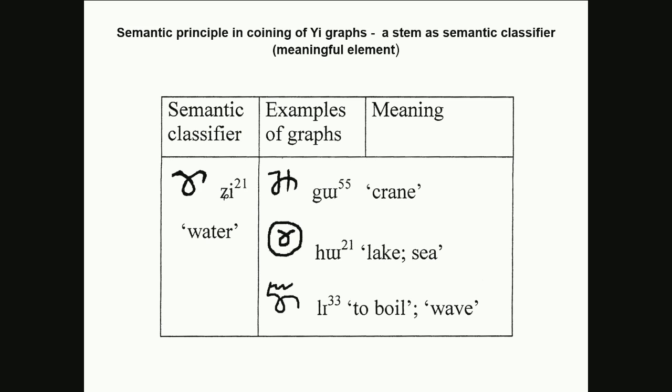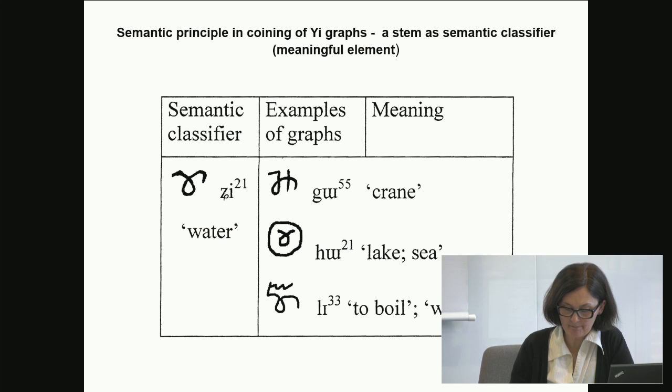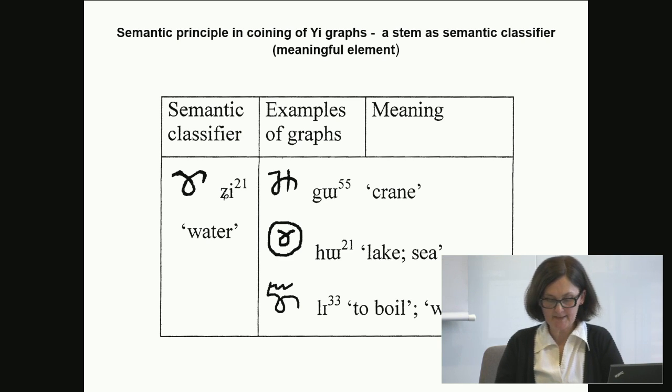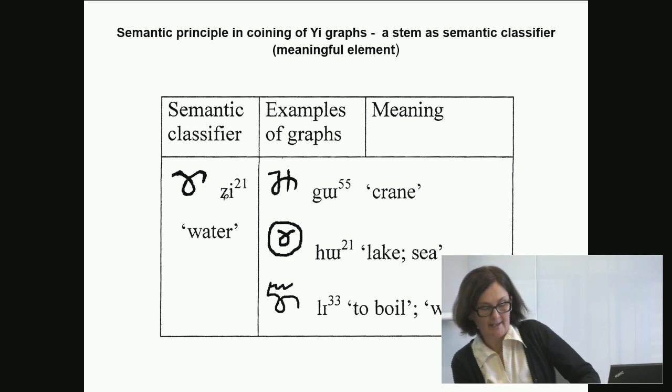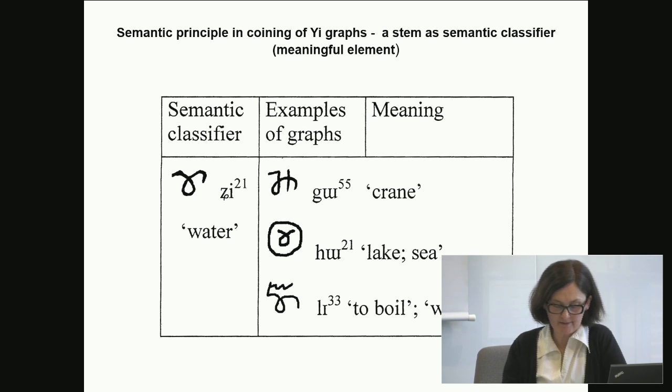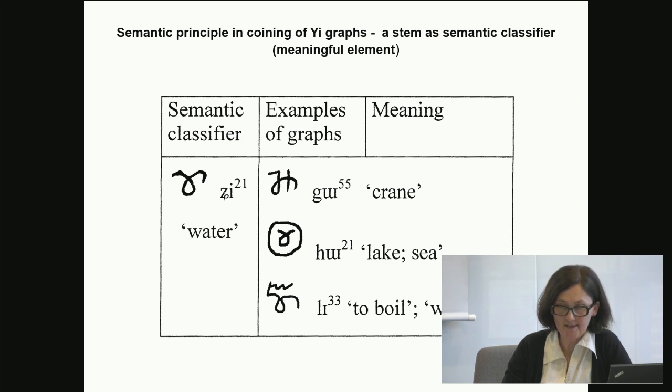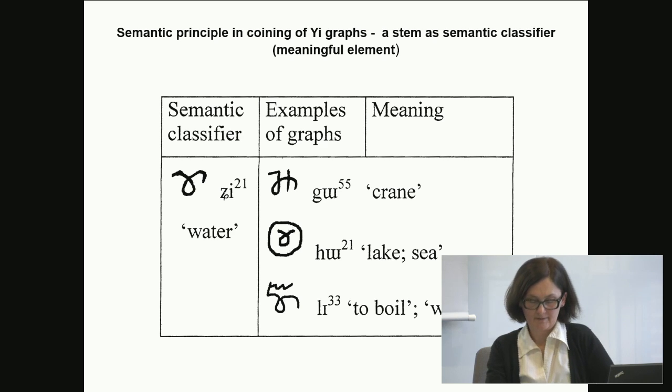It might thus suggest that scribes intentionally wanted to use some stems as semantic classifiers, perhaps using the principle which was exploited in the creation of Chinese characters at an early stage of their development, that is the simply indicative principle. In Chinese it is zhishi.